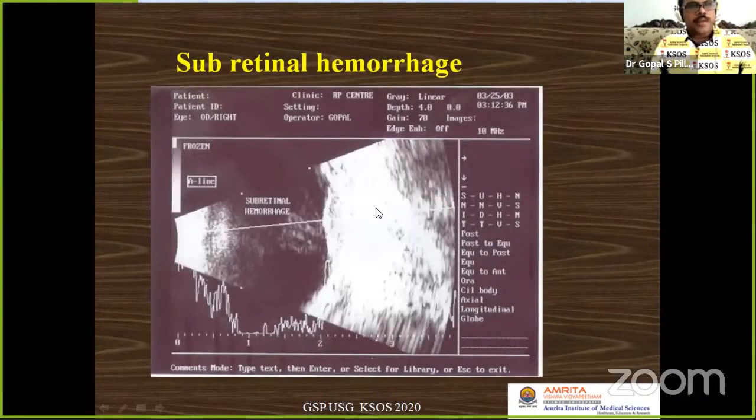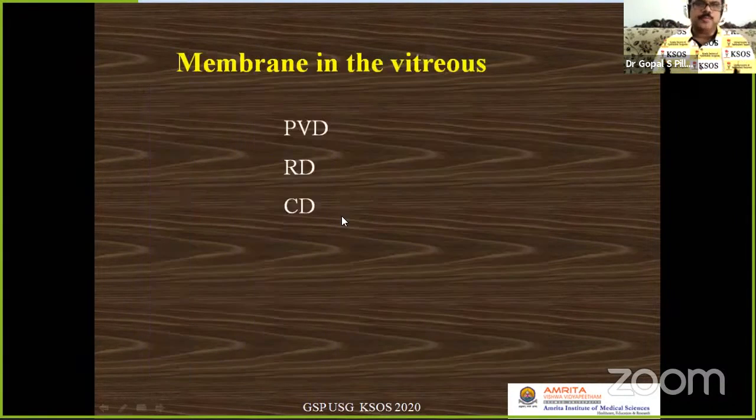And then sometimes subretinal hemorrhage can come. This is an old person with vitreous hemorrhage here, but you can see that there is a subretinal hemorrhage also. The retina itself has lifted, and the density of the subretinal hemorrhage is usually much higher.